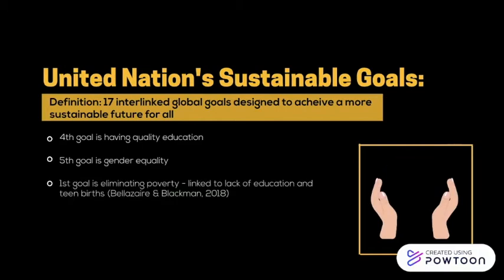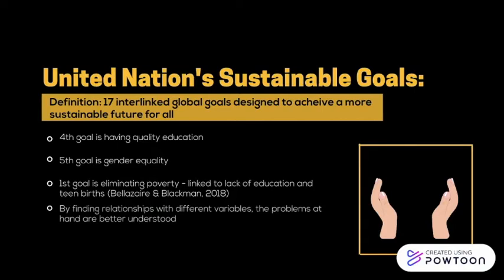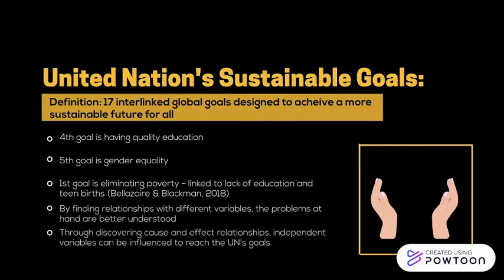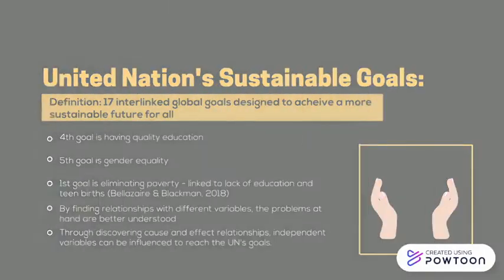According to NCSL, the first goal, eliminating poverty, is heavily linked to the lack of education and teen births in women. Through finding relationships with different variables, the problems at hand can be better understood. If we solve the problem of lack of education in women, we can solve many of the United Nations goals. Moreover, through discovering cause and effect relationships, independent variables can be influenced to reach the United Nations goals.